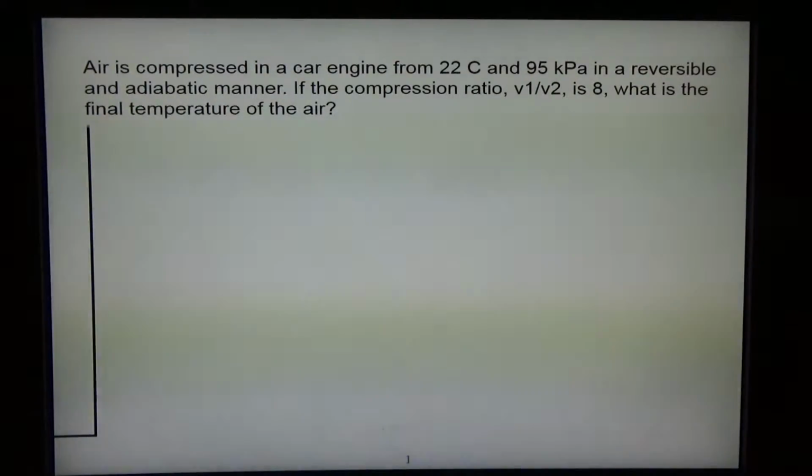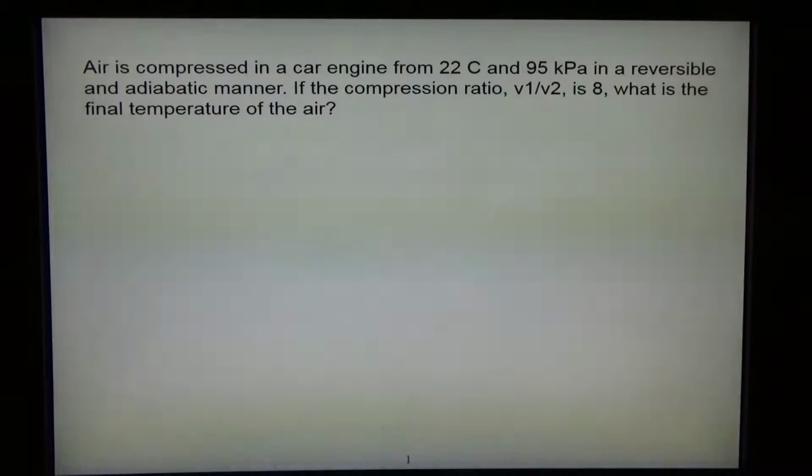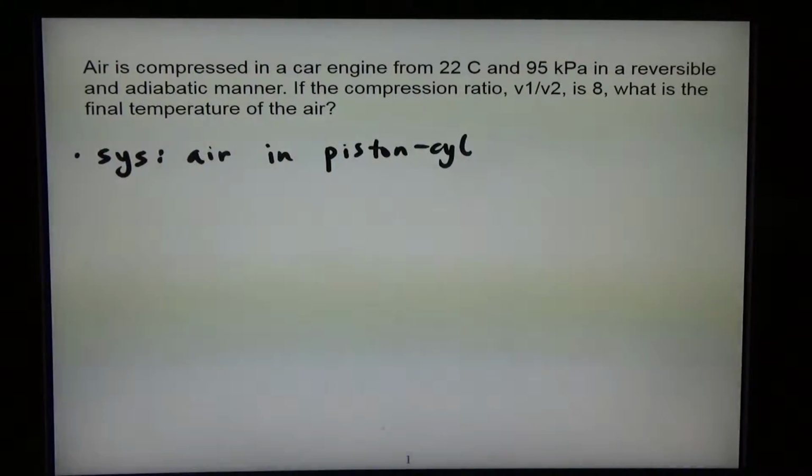So in this problem, setting it up first, our system is air, and the device is a car engine. What we're really doing the compression in is a piston cylinder. So our system here is air in a piston cylinder. So we have an ideal gas and closed system process.